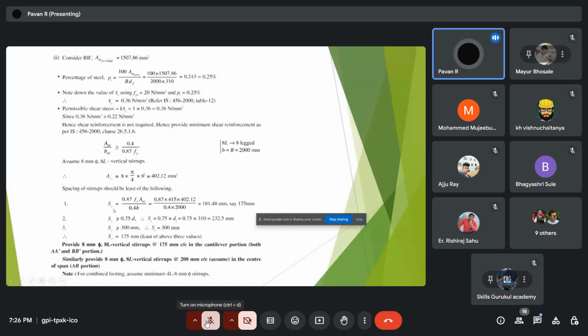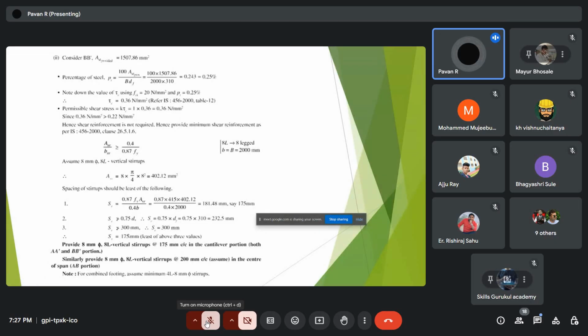We can substitute this in the formula and find the spacing, which comes out to be 175 mm, and the spacing should not be greater than 0.75 d, where d is the effective depth. So in these three conditions we should pick whichever is the least of the above three values. That comes out to be 175 mm.